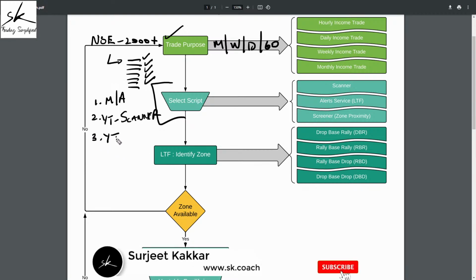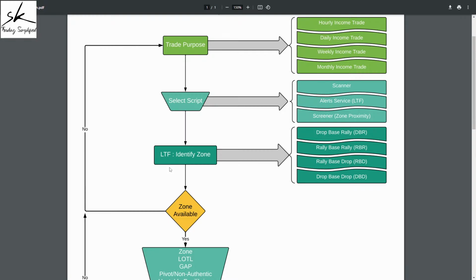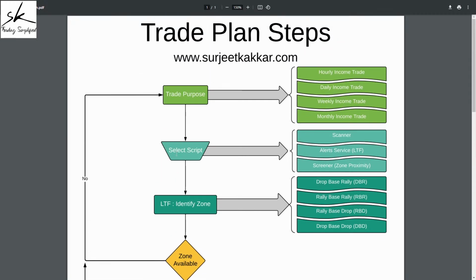Third example, on my YouTube channel, search for sector analysis. You'll be able to find a video on sector analysis, which can again help you in shortlisting symbols. Fourth example, on my YouTube channel, search for top-down analysis. You'll be able to find a video on top-down analysis, which can again help you in shortlisting symbols. So these are 3-4 different examples of scanner screeners, but you're not restricted only to these 3-4 scanner screeners. So let's look at a few examples as we move ahead.